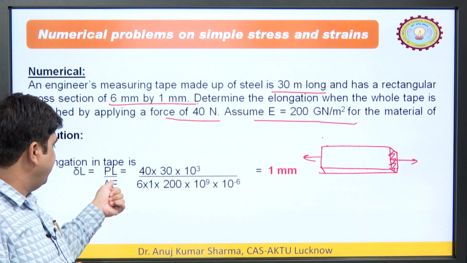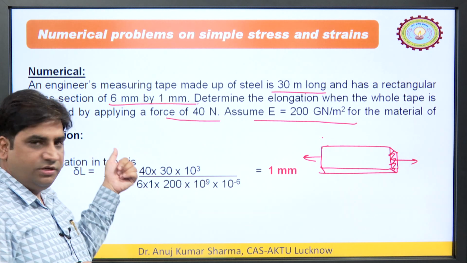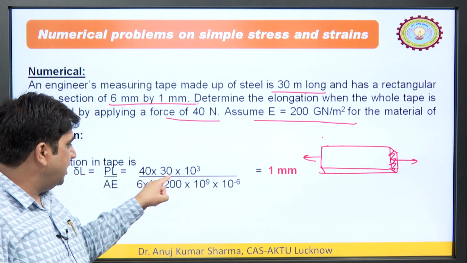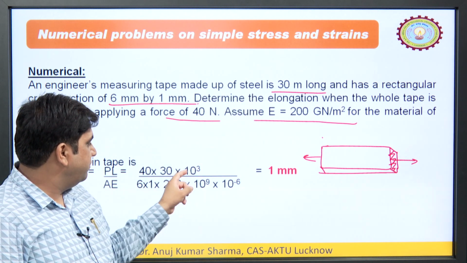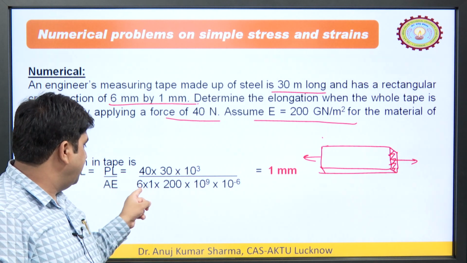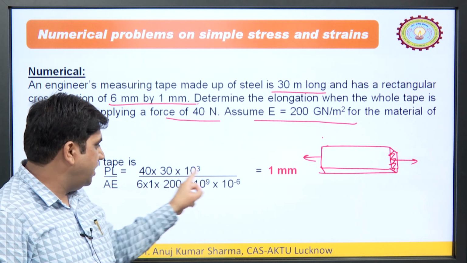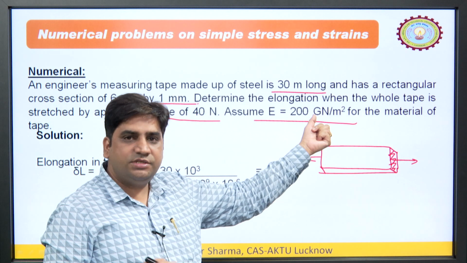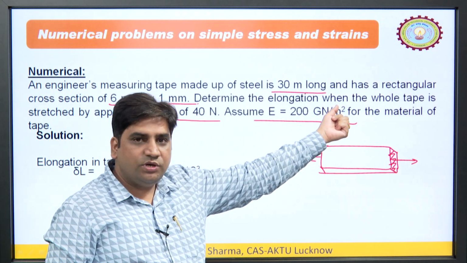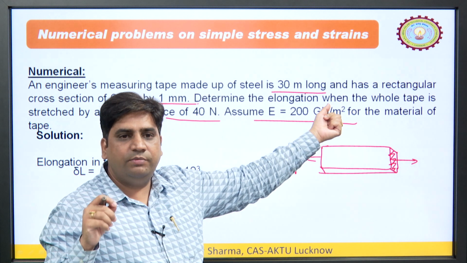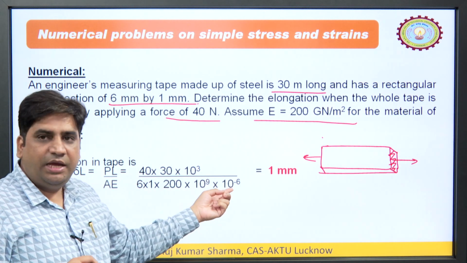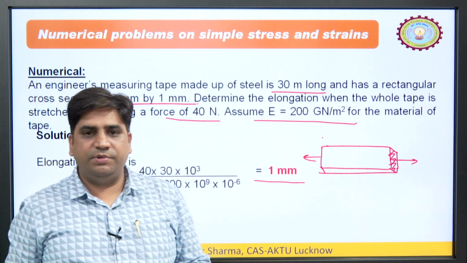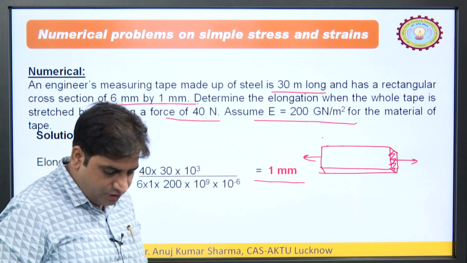So, we can apply P L upon A E. We want to calculate the elongation in the measuring tape. That would be equal to P, which is 40 Newton, times L, the length. Length is given in meter, so we can convert it into millimeter, divided by 6 into 1 mm square multiplied by modulus of elasticity. Modulus of elasticity was given as 200 giga, meaning 10 raised to the power 9 Newton per meter square. We can convert it into Newton per millimeter square by multiplying it with 10 raised to the power minus 6. So, we get the elongation in that tape as 1 mm. It is a very simple, straightforward numerical.